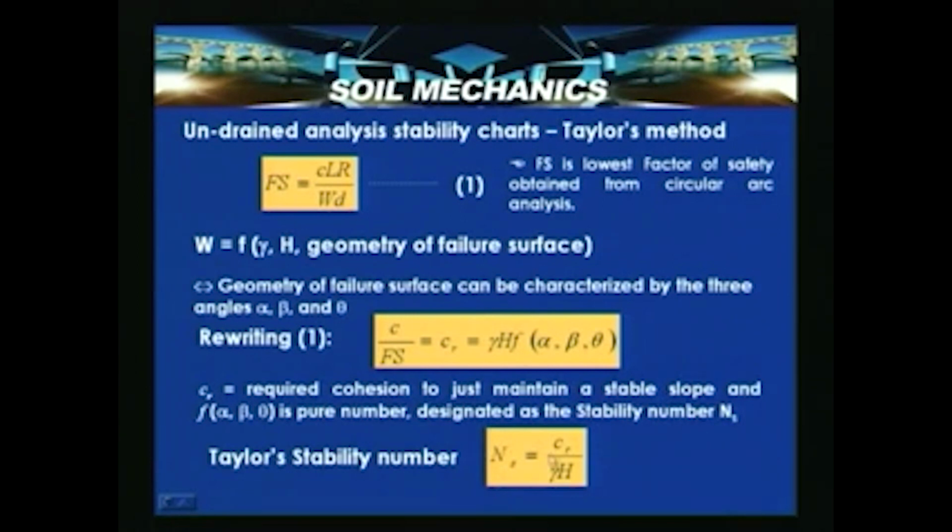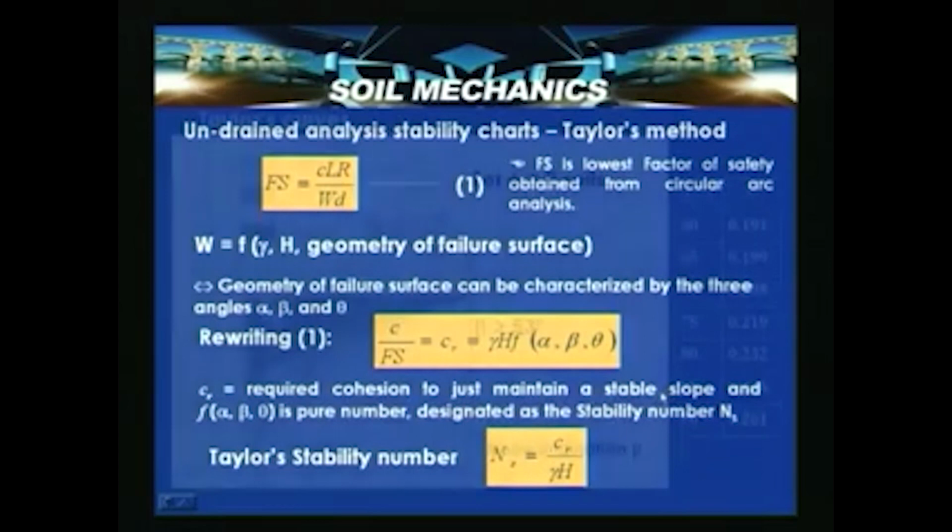The Taylor stability number is now indicated as Ns is equal to Cr by gamma H. The Taylor stability number N suffix S is equal to Cr by gamma H, where Cr is the required cohesion to just maintain a stable slope.